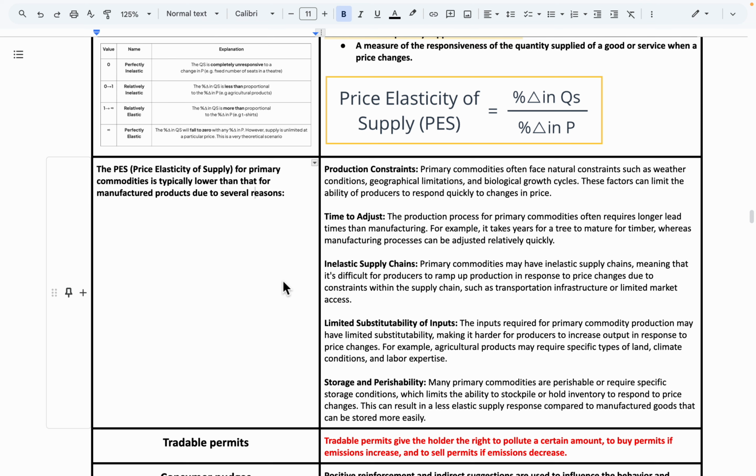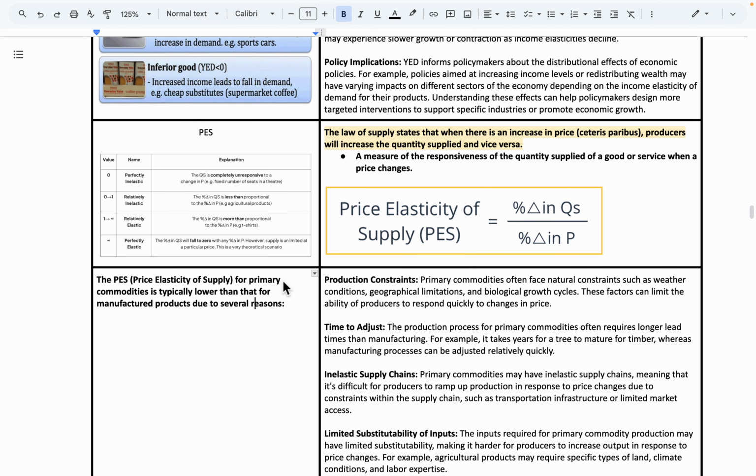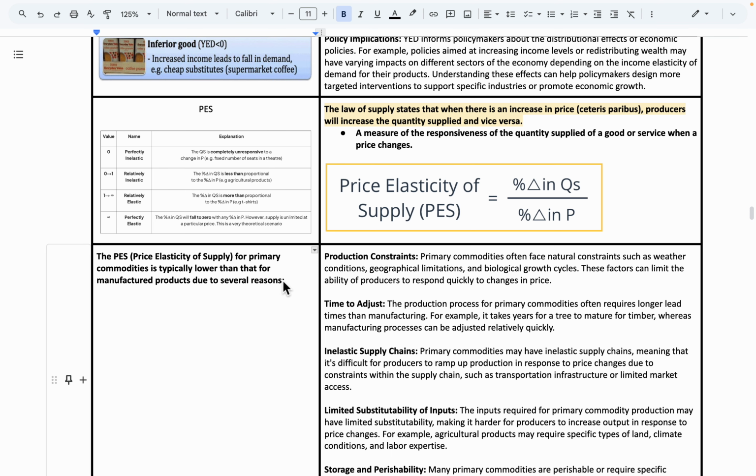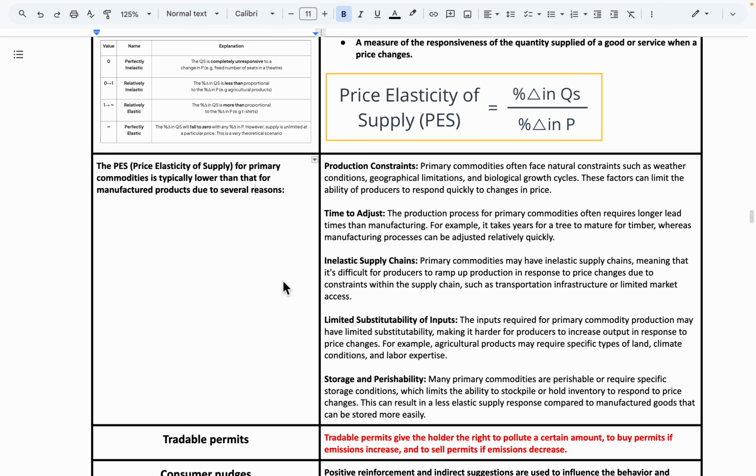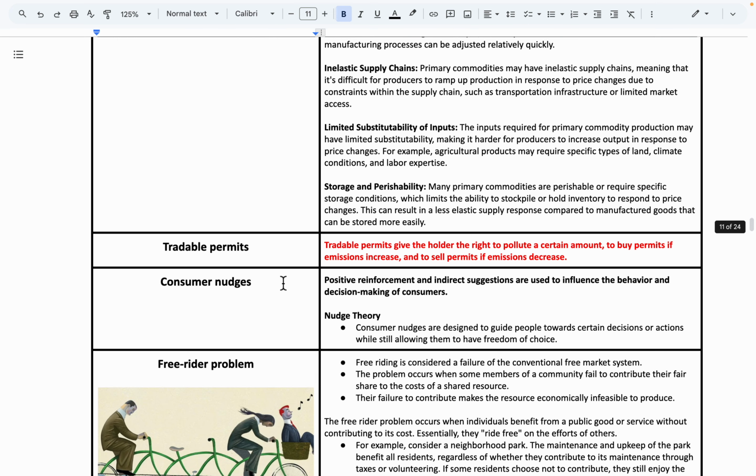Okay, the production process of primary commodities often requires longer lead times than manufacturing. For example, it takes years for a tree to mature for timber, whereas manufacturing processes can be adjusted relatively quickly. That's why when the price changes, the quantity supplied is slow to respond. Okay. Inelastic supply chains and limited sustainability of inputs, storage, and perishability.